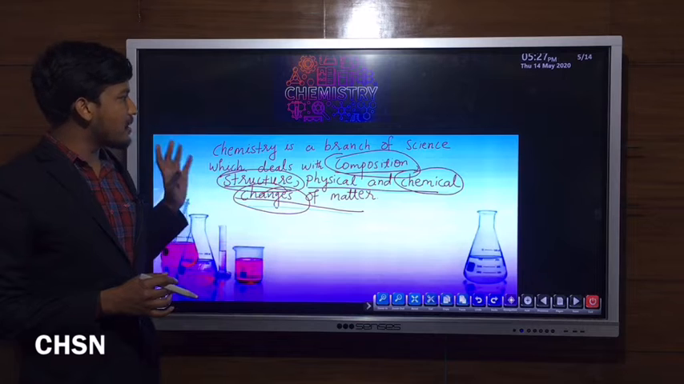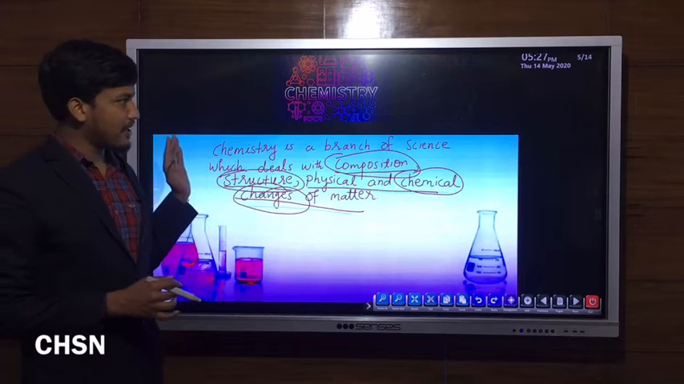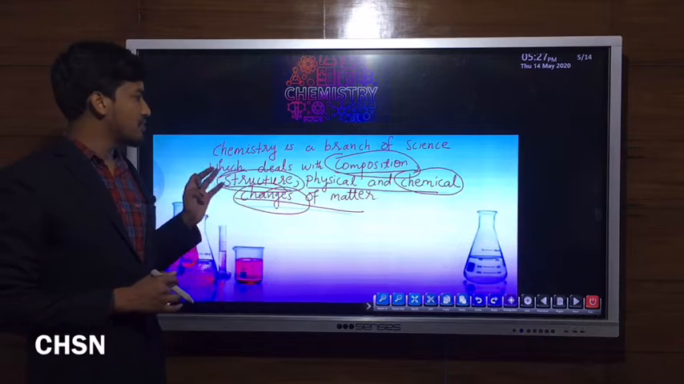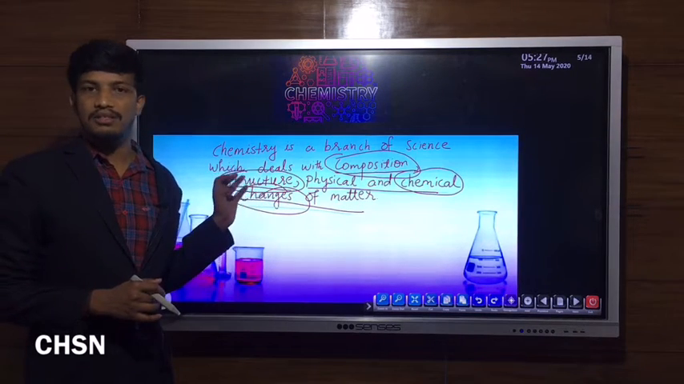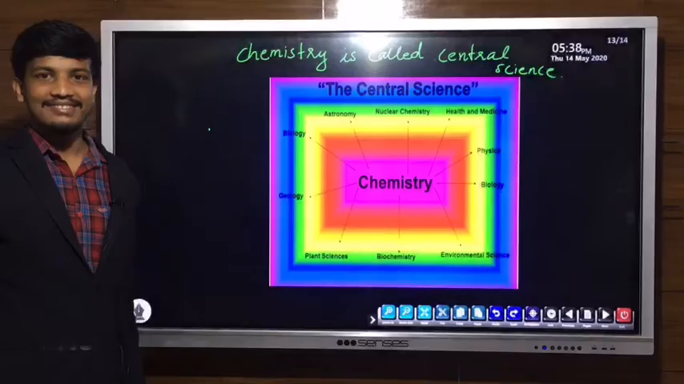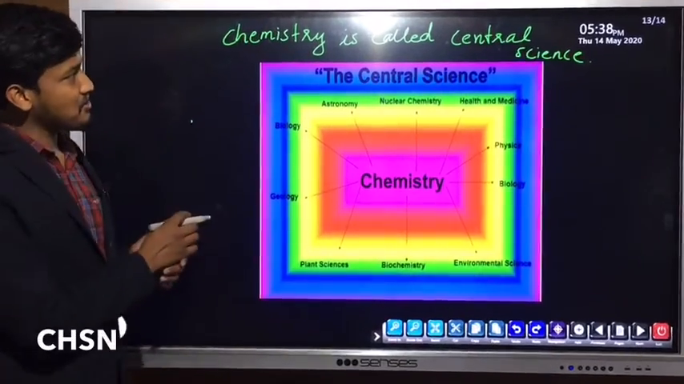So this study is called chemistry. Chemistry is a branch of science in which we study composition of matter, structure of matter, physical changes of matter, and chemical changes of matter. We have seen the definition of chemistry.